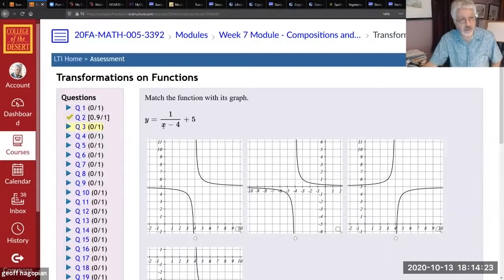As x gets large, like if x is 1,000,000,004, then this is 1/1 billion, which is teeny tiny. And so we're approaching 5 from above, right? As x gets large, it looks like this is the one, right? We're approaching 5 from above. We're approaching positive infinity. Yeah, this is the one.